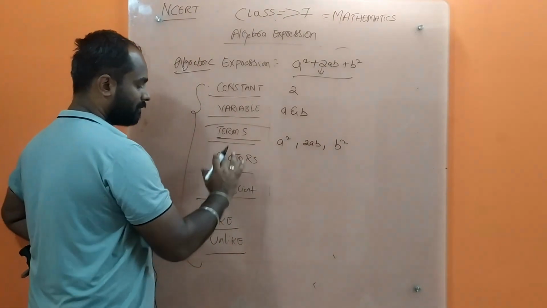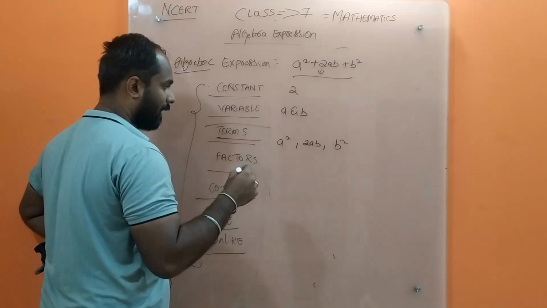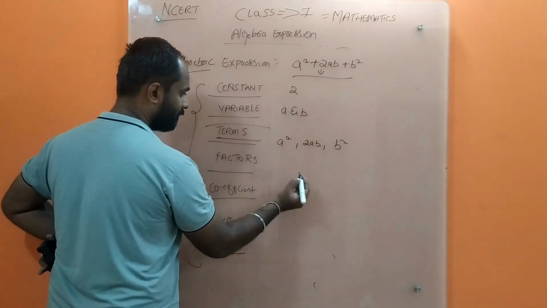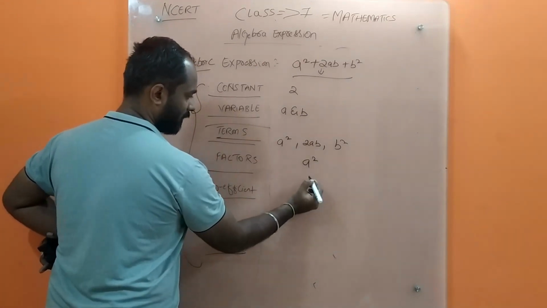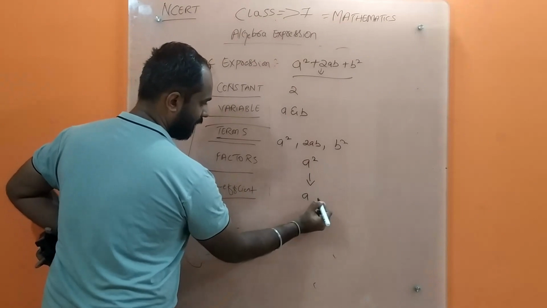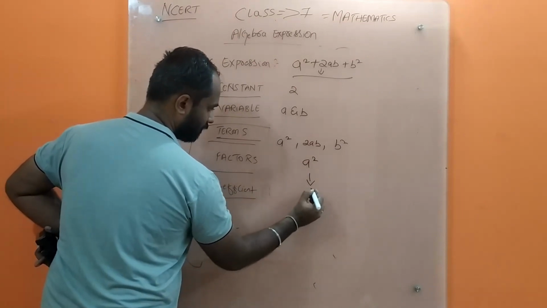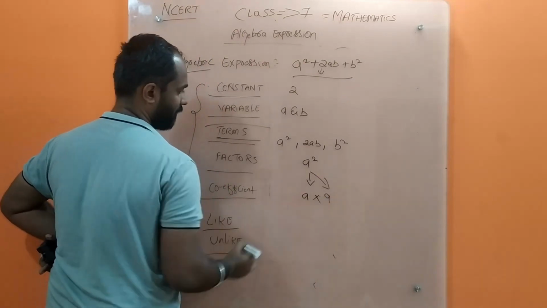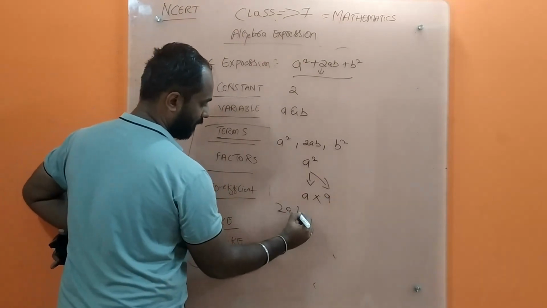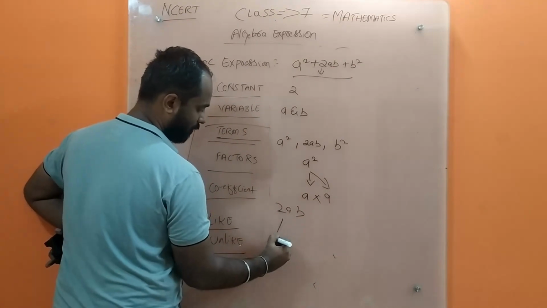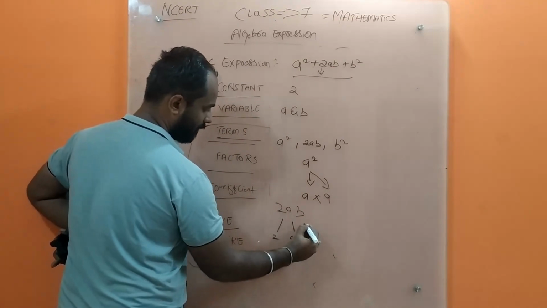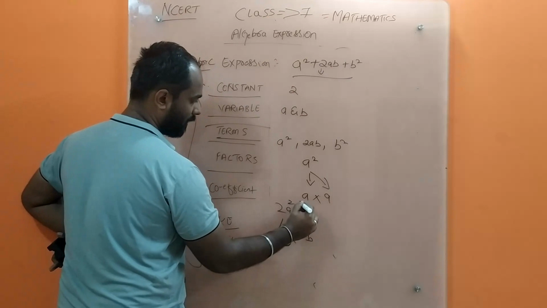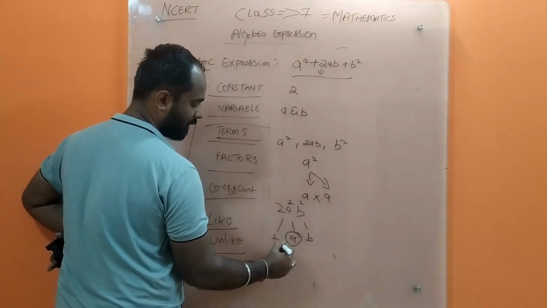What are the factors? Factors are nothing but... I'll show it in a T diagram. For example, I'll take a square. This a and this a put together is a square. Same way, 2ab, I am telling. So you will write here 2ab.